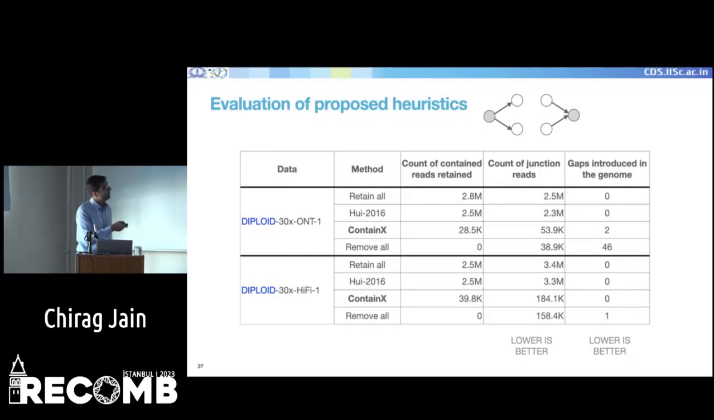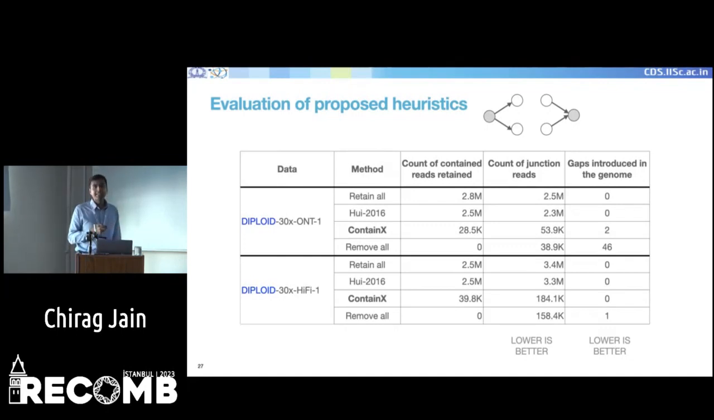So here, the conclusion is that the containment method gives a good trade-off between the number of junction reads and the number of unresolved gaps in the genome. The number of junction reads is comparatively significant if you compare to retaining all contained reads, but the count of gaps is significantly fewer than if you were to remove all contained reads.